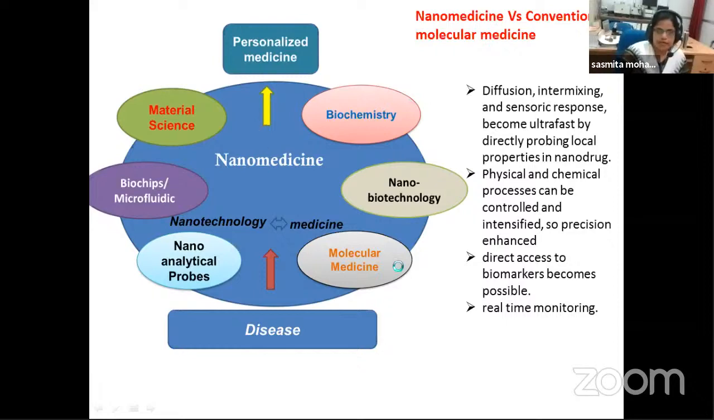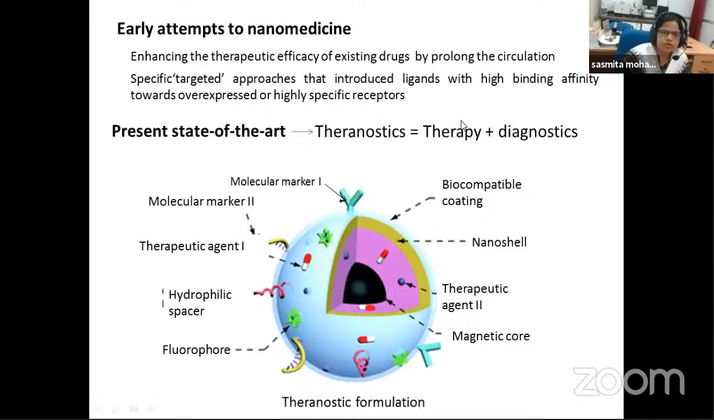So in the next slide, I will show that when nanomedicine was conceptualized in 2003, people focused on two basic concepts. First of all, how to enhance the therapeutic efficacy of existing drugs, because existing drugs are mostly hydrophobic in nature, so they are not good for prolonged circulation in the body. That's why if you can increase the solubility of these drugs by encapsulating them in nanoparticles, then they can circulate in the body for a prolonged time.